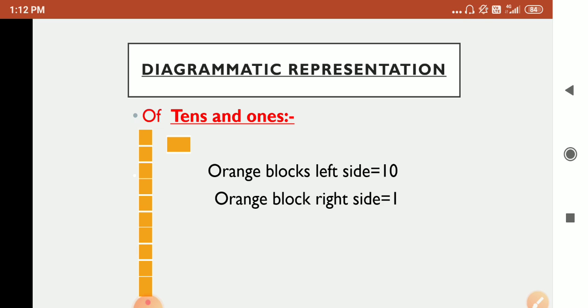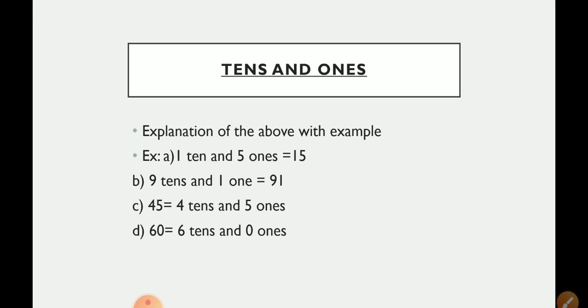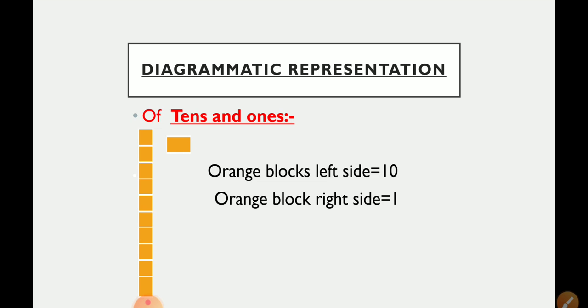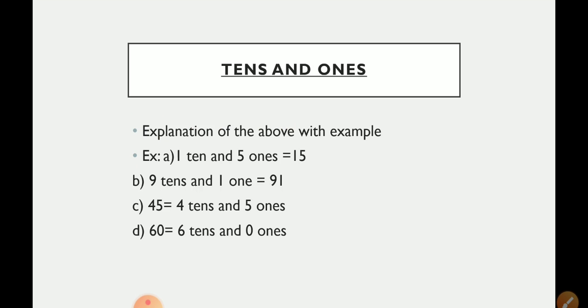Now going back to the previous slide, 1 ten and 5 ones, as I said 15, that means 1 ten is nothing but one block of tens. See, one series of blocks consisting of single 10 blocks. And 5 ones is nothing but single blocks like this, single blocks to the right hand side, orange blocks like that. You will have the 5 blocks in number. So that is 15. Second is the same one, 9 tens and 1 one.